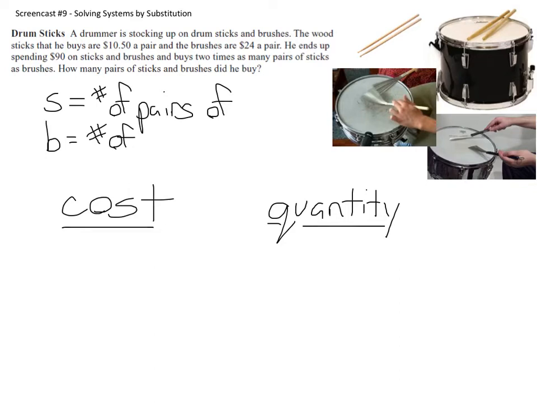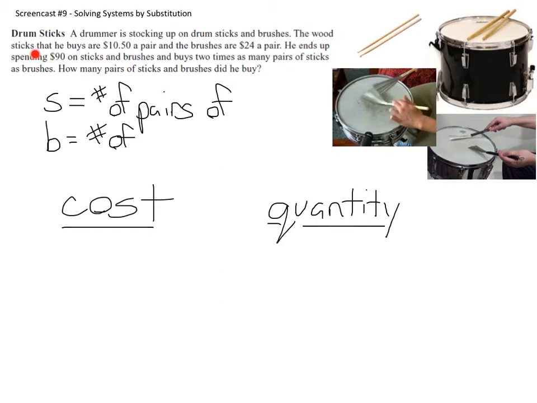So here's the situation. A drummer is stocking up on drumsticks and brushes. Here are the drumsticks, you know what those do, but the brushes, just so you have a point of reference, you've heard the sound of the brush along the drum. It makes kind of that longer sound. Sounds pretty cool, but those are the brushes. So the drummer's stocking up on drumsticks and brushes.